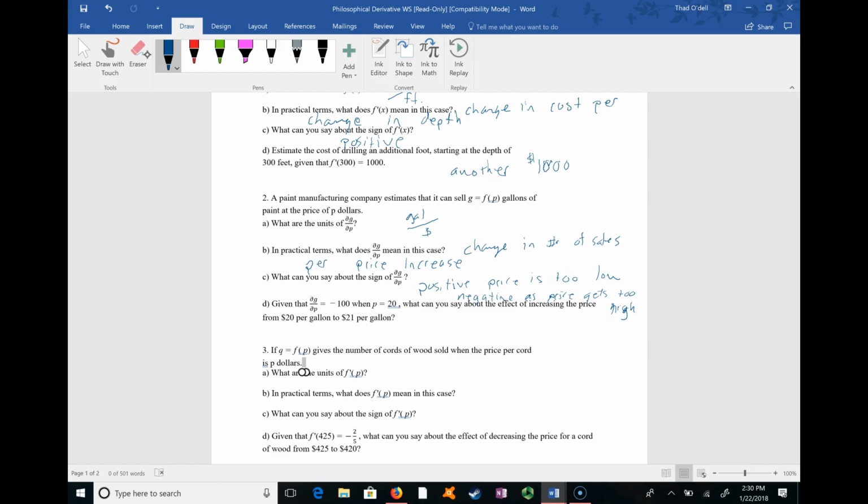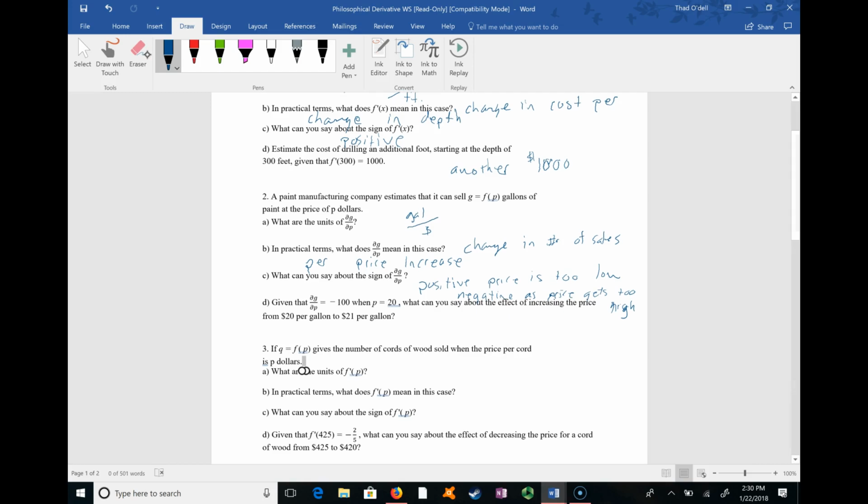What can you say about the effect of increasing the price from $20 per gallon to $21? So if the derivative is negative 100, that means at $21 per gallon, I will sell 100 fewer gallons than the $20 price. So by raising my price $1, I'm going to sell 100 fewer gallons than I did before.